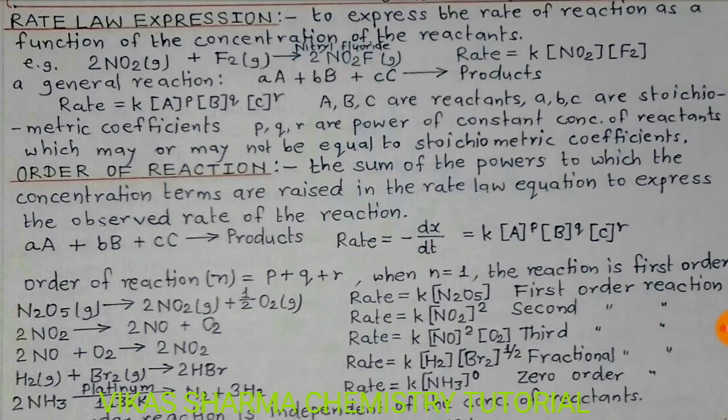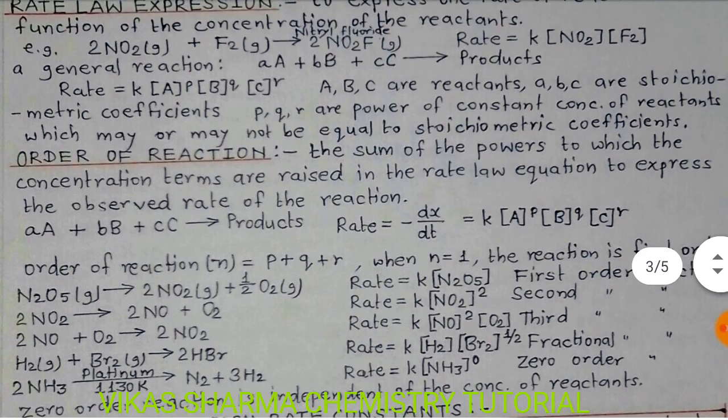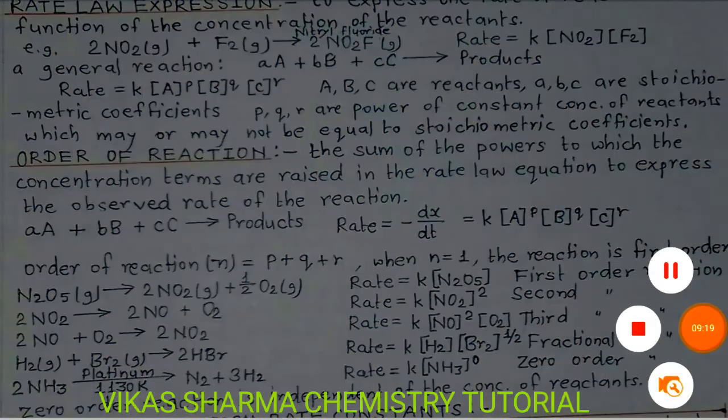Another type of reaction is known as a zero order reaction, which does not depend on the concentration. For example, 2 moles of ammonia at 1130 Kelvin in the presence of platinum catalyst convert into dinitrogen and hydrogen gas. Student, this type of reaction does not depend on the concentration of ammonia, so this type of chemical reaction is said to be a zero order reaction. Keep this in your mind: a zero order reaction is independent of the concentration of a reactant.